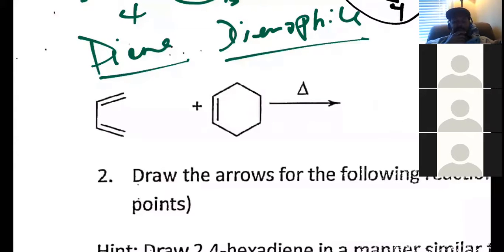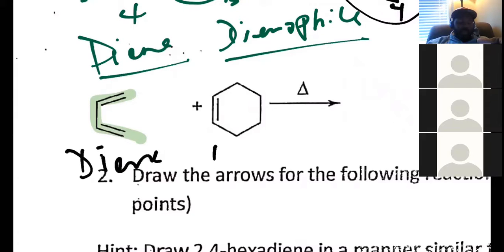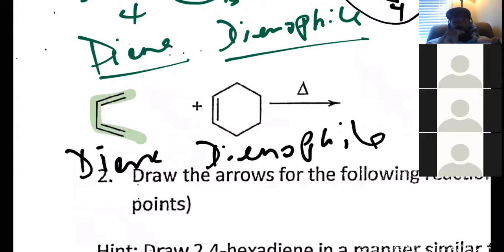So is there any difference here? Do you see your 4 pi system? Yes. Yeah, it's right here, ain't it? That's my diene. And then that makes this by default our dienophile.